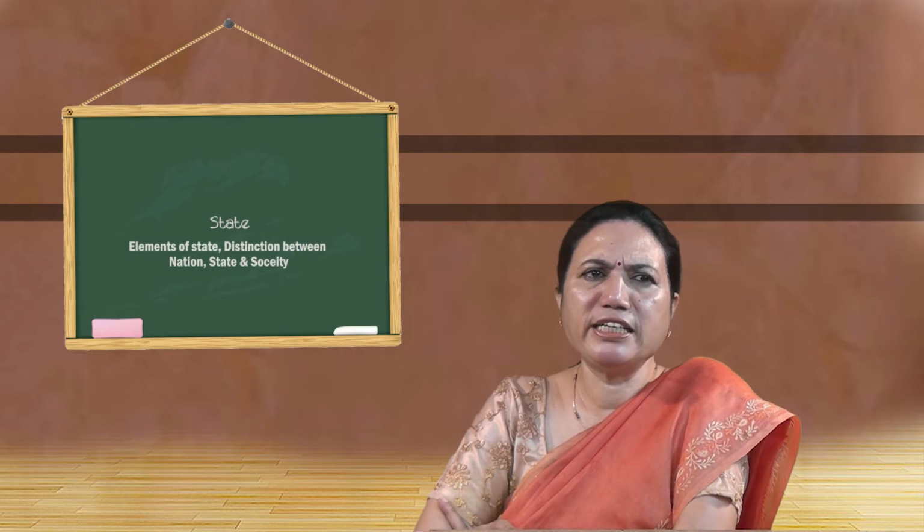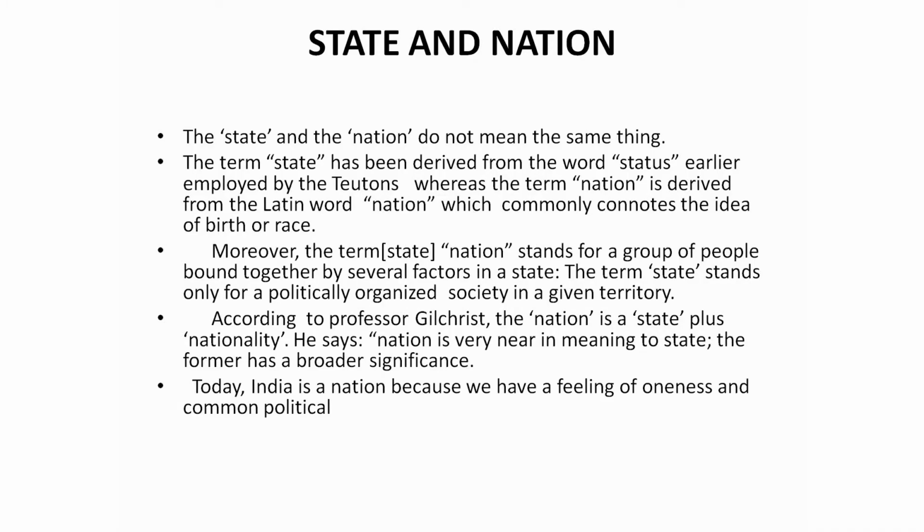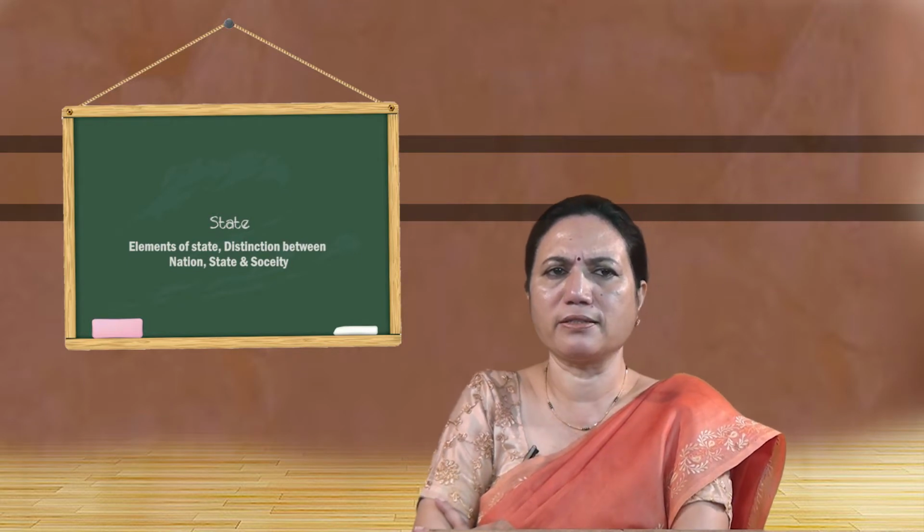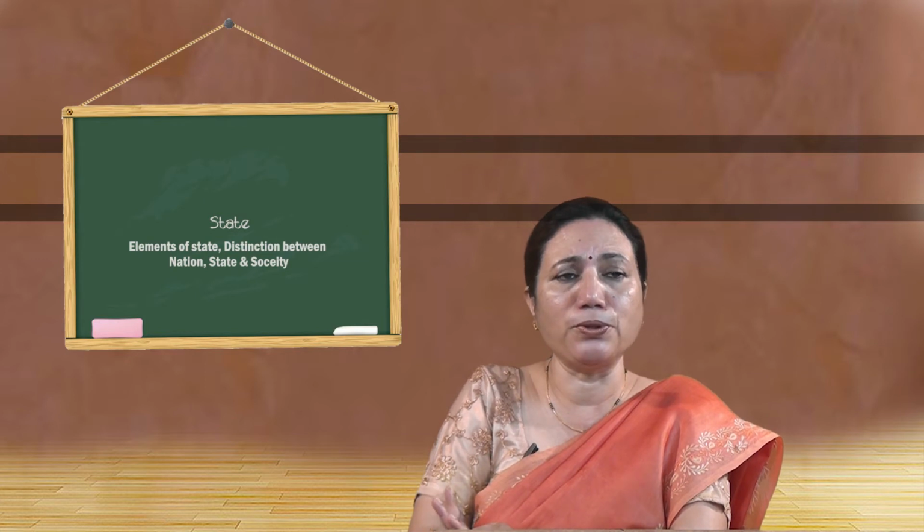The distinction between state and nation is that it doesn't mean state and nation are the same, as many of us understand. The term state has been derived from the word status, earlier employed by Teutons, whereas the term nation is derived from the Latin word natio, which commonly connotes the idea of birth or race. Moreover, the term state stands for politically organized people in a given territory. Nation stands for a group of people bound together by several factors in a state. The term state stands only for a politically organized society in a given territory, as I have already told you.